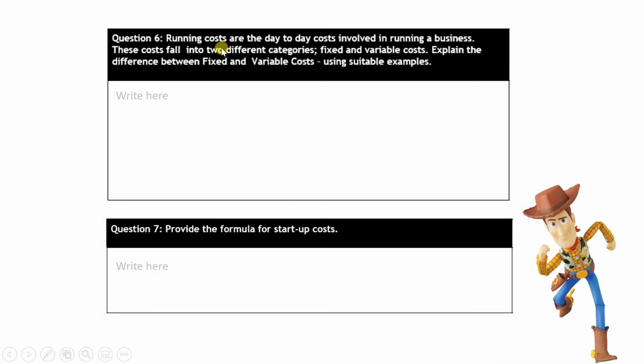Question 6. Running costs are the day-to-day costs involved in running a business. These costs fall into 2 different categories, fixed and variable costs. We've come across the words before. Explain the difference in your own words between fixed and variable costs and give examples of each. So yet again, no copy and pasting because you've got to get it in your own words. We've come across them before, so we want your definitions and your examples. Question 7, provide the formula for startup costs.